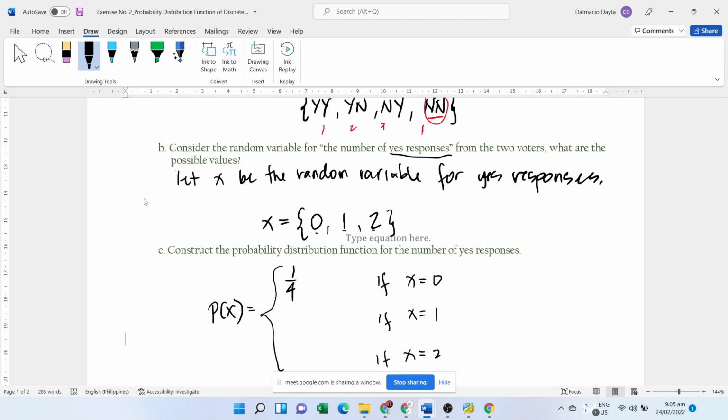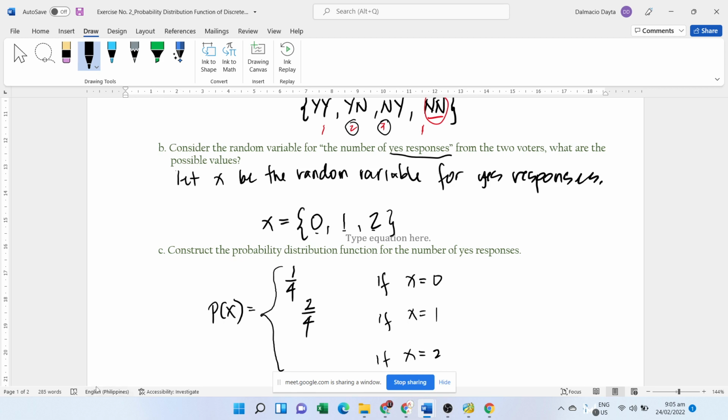What if x equals 1? Ito yon. Yung merong isang yes, dalawa yan, dalawa. Y, N, saka NY. Therefore, if x equals 1, the probability of x or P of x is 2 over 4. Or you can simplify this into 1/2. Pero mas maganda, wag nyo na lang i-simplify 2 over 4 kapag sinusulat para later on you will see.